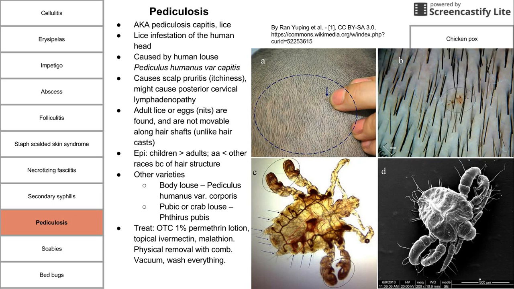And the treatment for pediculosis is an over-the-counter 1% permethrin lotion. You can also use a topical ivermectin cream or a malathion. You can also physically remove these with a comb, and it's important to wash everything. Wash and vacuum sheets, rugs, carpets, everything that might have been infested with the lice.